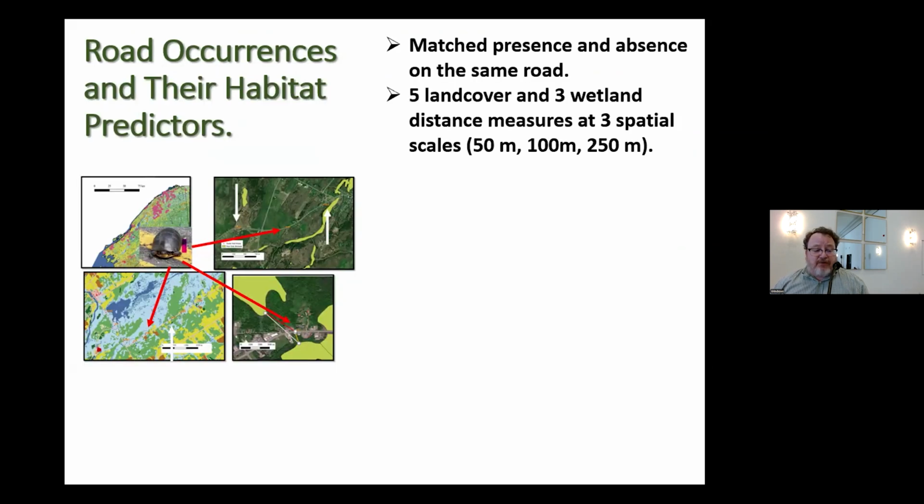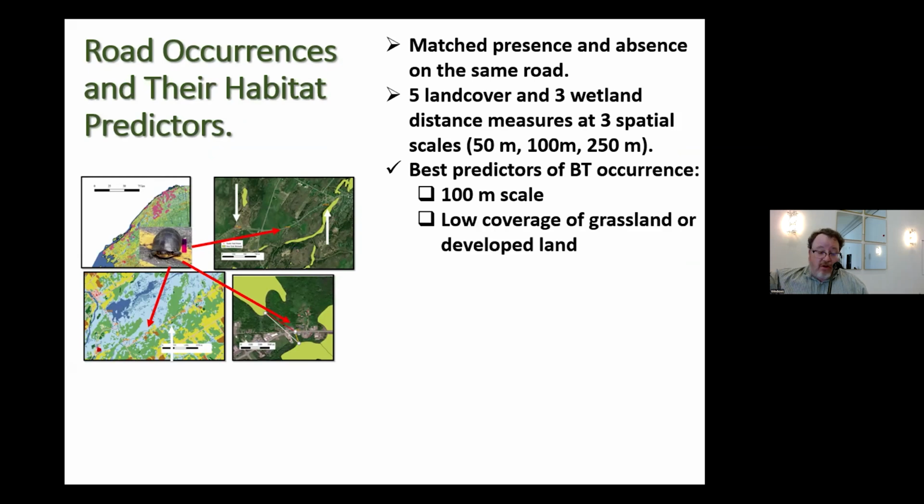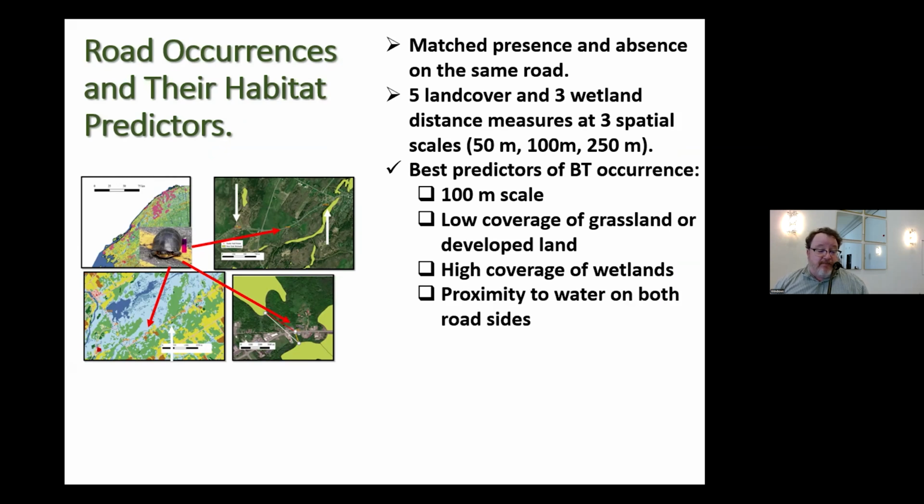And so with that matched presence and absence road data, we look at 5 land cover classes, 3 wetland distances, and 3 spatial scales. The best model is at the 100-meter scale, local: low coverage of grasslands and developed land, particularly hayfields and things like that, high coverage of woody wetlands, and proximity to water on both sides of the roads. Actually, it's pretty similar to the potential surrogate turtles that we kind of threw out before.